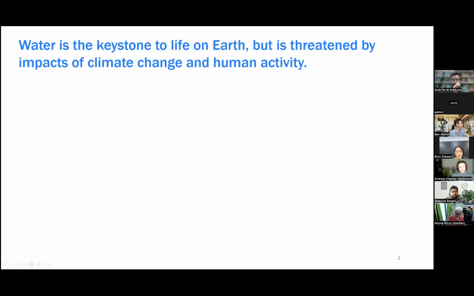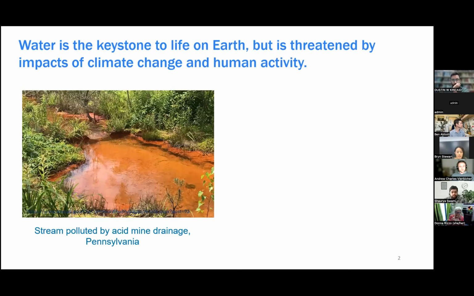Right, so we know that water is the keystone to life on Earth, but water availability and water quality are both threatened by the impacts of climate change and human activity. Some of these impacts can be very easy to see, like this photo on the left, which shows a stream that's been polluted by acid mine drainage from mining activities. This is a very common water pollution problem in my home state of Pennsylvania, where stream water that should be clear when it's clean turns this bright orange, red, or yellow due to contamination from mining materials.